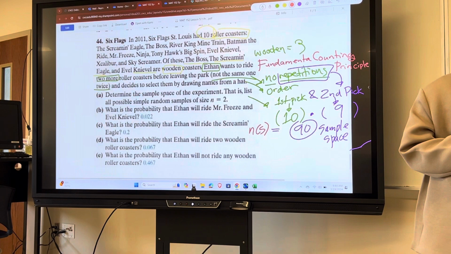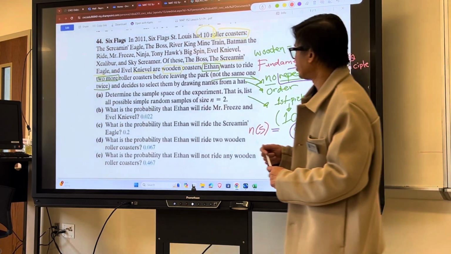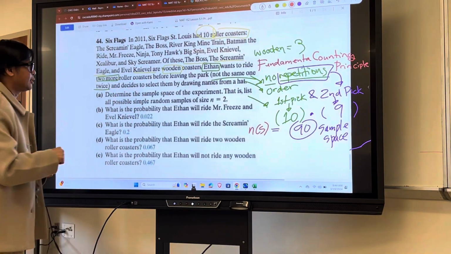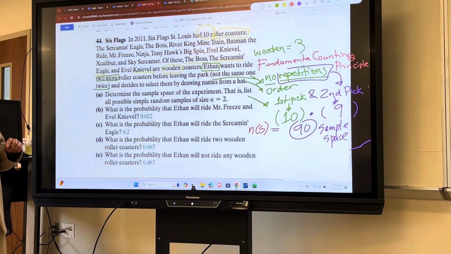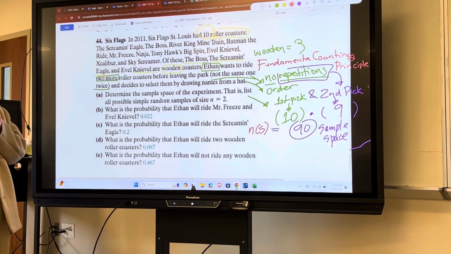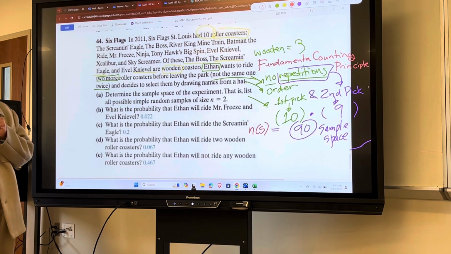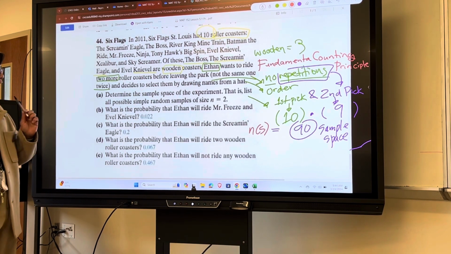Let's now read letter B and how we can answer that one. What is the probability that Ethan will ride Mr. Freeze, and after that will be Evil Knievel, right? So that'll be what?